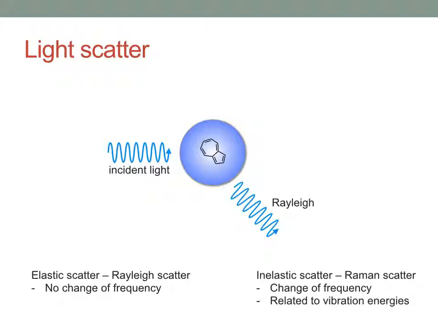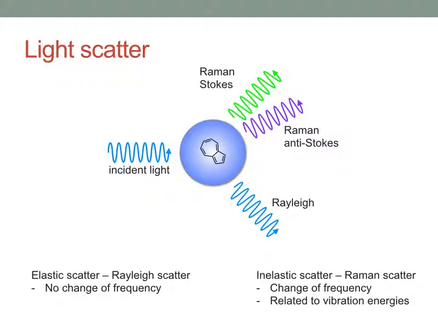But I also can have light which is inelastically scattered. That would be my Raman, where I have a change in frequency and my emitted light is of a slightly lower energy than my incident light. And I have a version where my excident light is a slightly higher energy than my incident light. We see a change in frequency, and this change in frequency is related to the vibrational energy levels within my molecule.